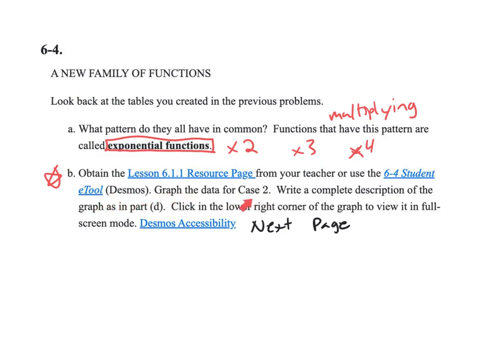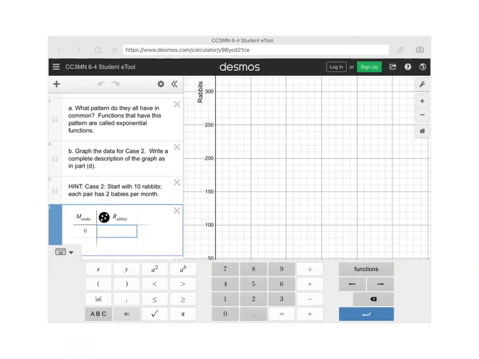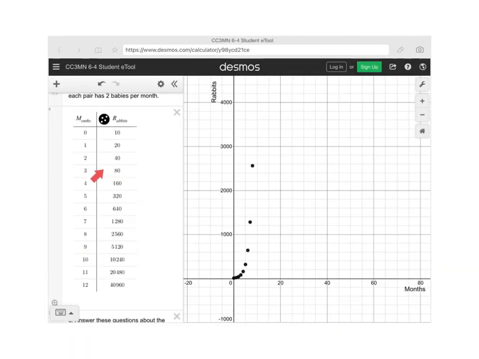We're going to graph the data for case 2 and then write a complete description of the graph in part D. So let's take a look at that on the next page here. On our tool here, on the left side, I just scrolled down and input the first 5 months worth of data, and then I just kept going. Remember, this is just a multiplier by 2. So our exponential graph looks something like this.